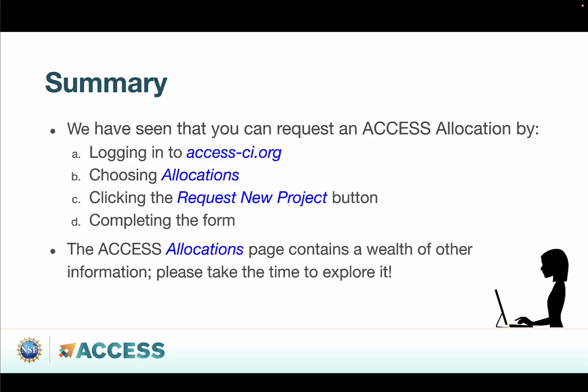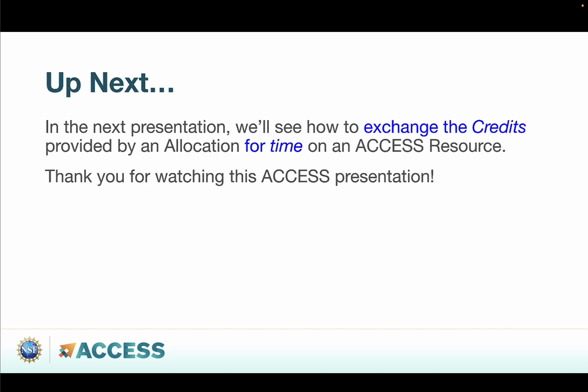To summarize what we just learned, the Access Allocations page is your go-to place for requesting and managing your Access allocation. You can get to it by logging into the Access portal, selecting Allocations. You can then prepare an allocation request by clicking the Request New Project button. The Access Allocations page also contains a wealth of other information. I encourage you to take the time to explore it. In the next presentation, assuming you have an approved Access allocation that provides you with credits, we'll see how to exchange those credits for time on an Access resource.